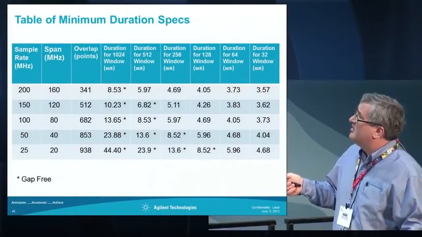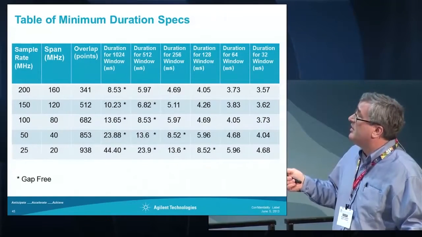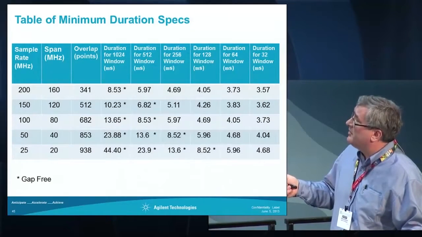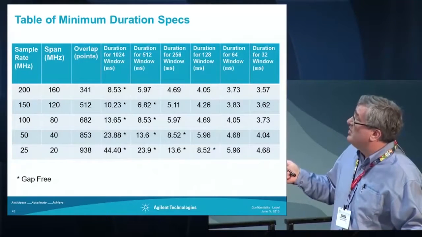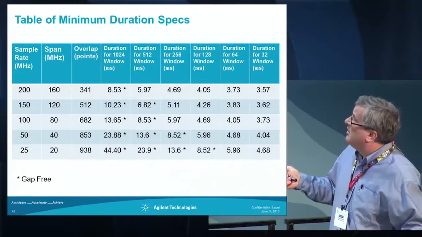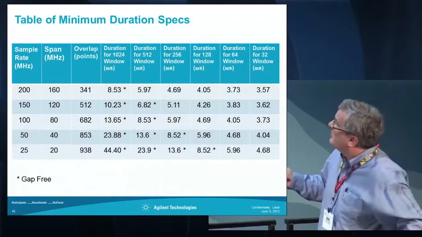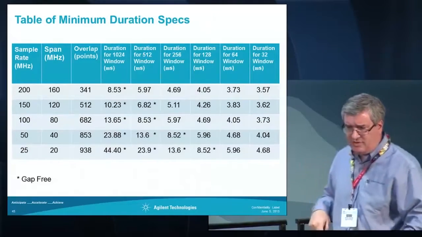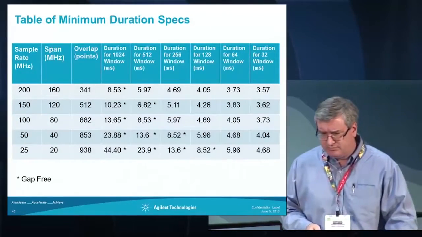I don't want to go through the details of how this all gets calculated. If anybody wants to know, please come see me. I have three or four slides with a bunch of math that will show you exactly what's going on here. But basically what we're showing here is the dependencies of span, overlap, and window length for your minimum probability of intercept. For example, if you're looking at a 160 megahertz span with a 32-point window length, it takes 3.5 microseconds of operation to capture that.